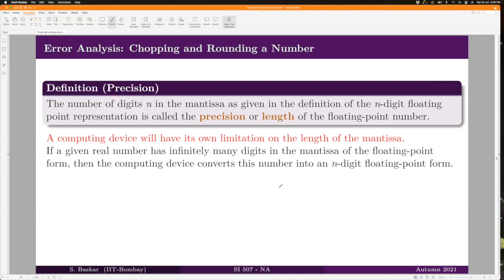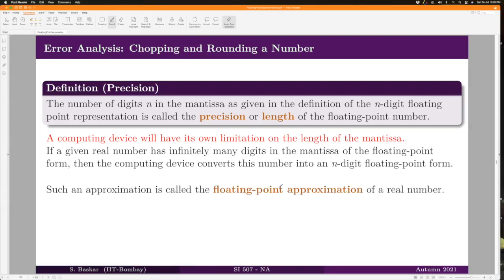Generally, in programming languages, we have the choice to fix single precision or double precision. They all have their own value of n. So whenever we work in either double precision or single precision, the computer will try to restrict the number of digits in the mantissa to the n that is prescribed. Such an approximation is called the floating point approximation of a real number.